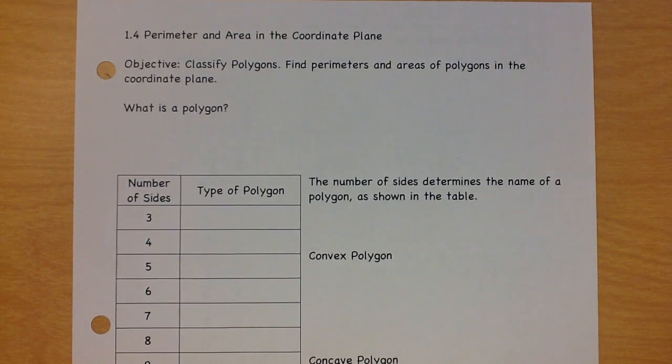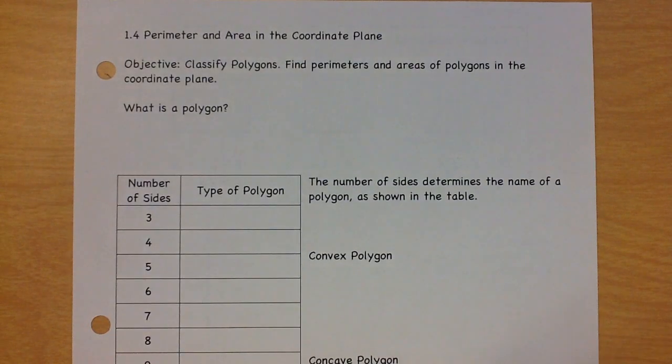Okay, section 1.4, perimeter and area in the coordinate plane. Our objective for this lesson is to first classify polygons, which means we're going to have to know what a polygon is, and then find perimeters and areas of polygons in the coordinate plane. So first we need to talk about what a polygon is.